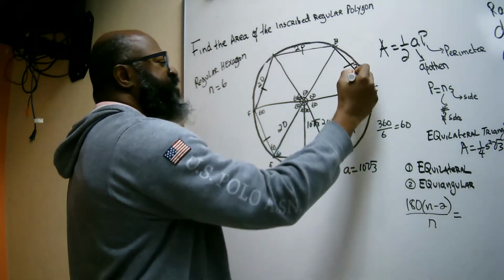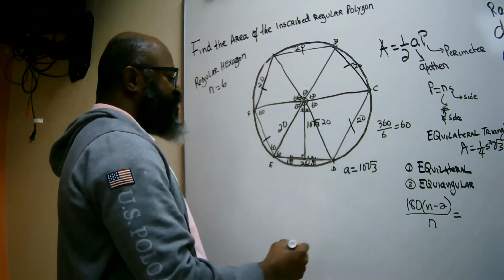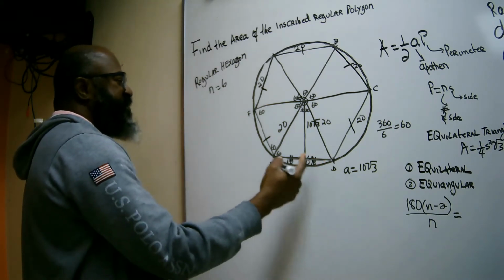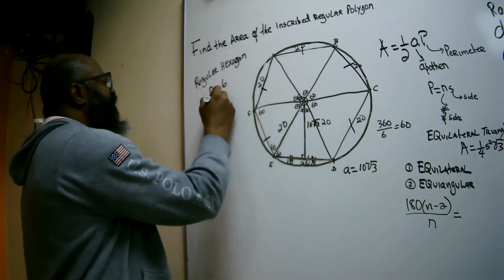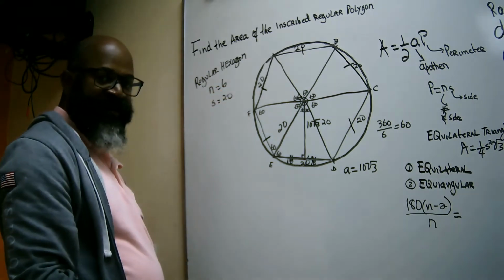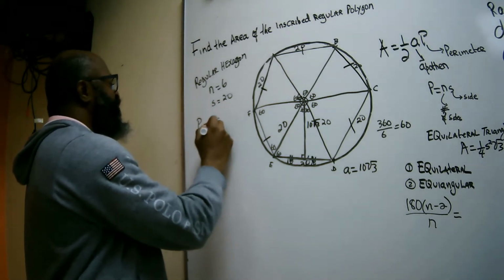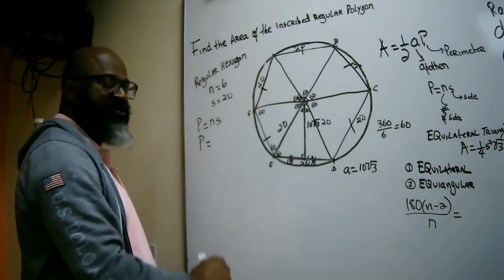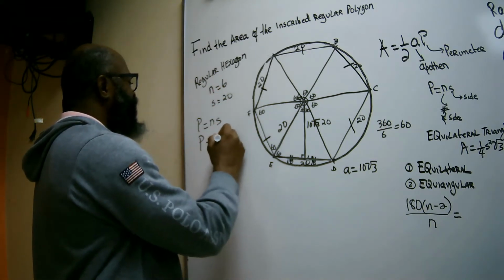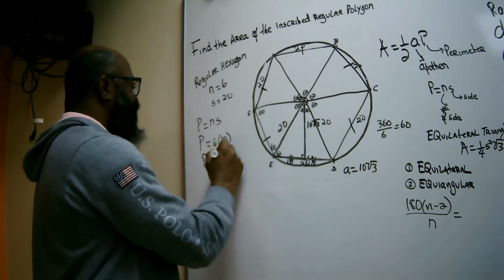And I can show you various ways of finding the area. In this case, we can find the perimeter. N is 6, S is 20. Now you find the perimeter as N times S. So P is equal to 6 times 20. The perimeter will be 120.